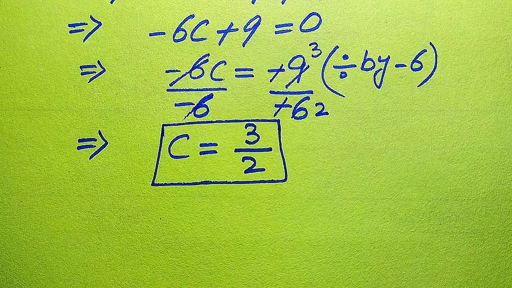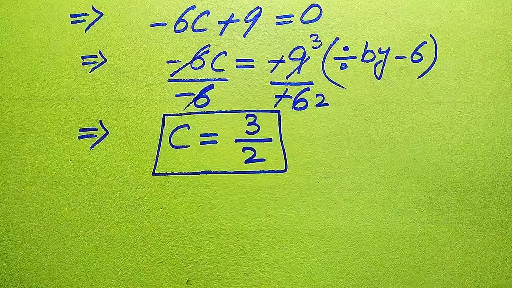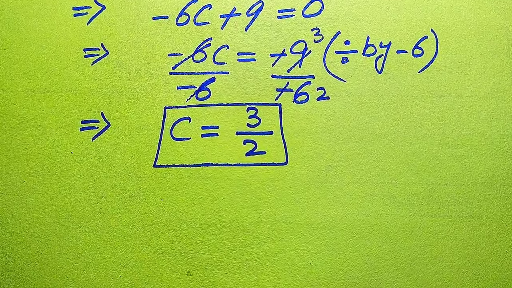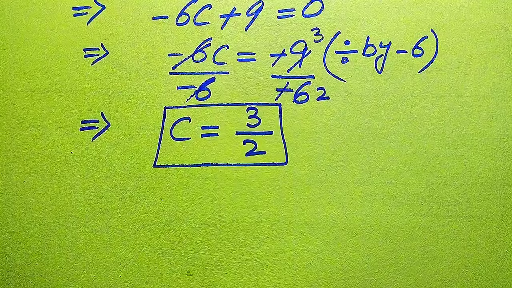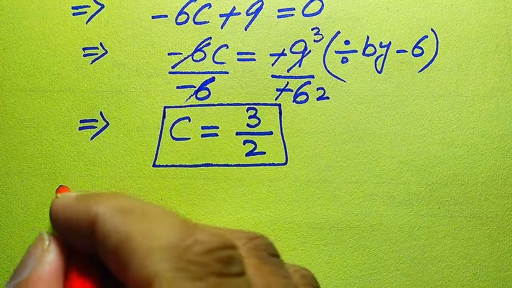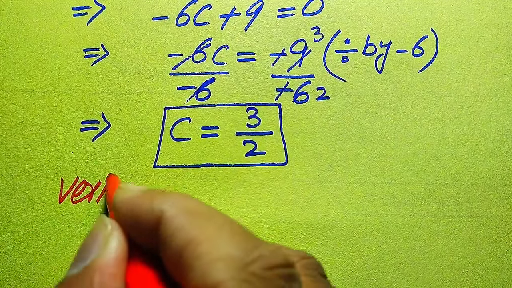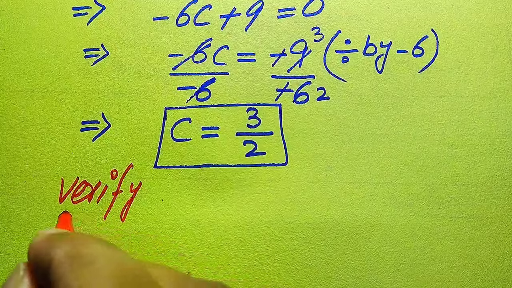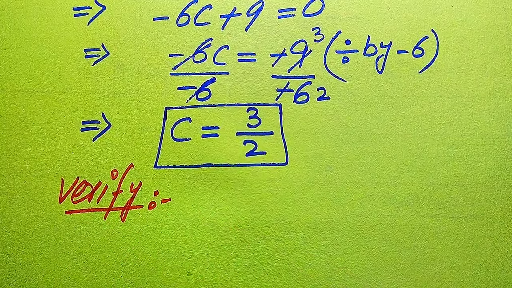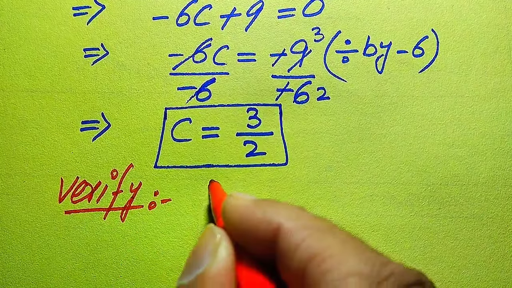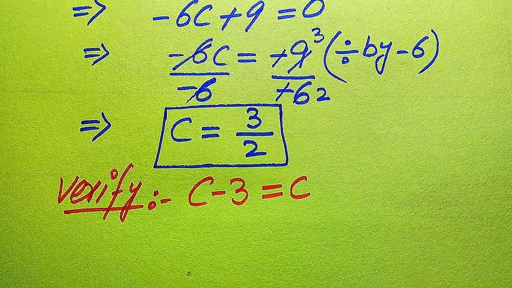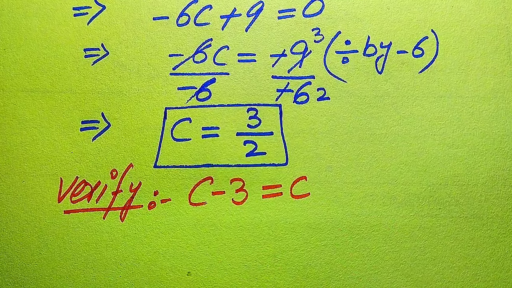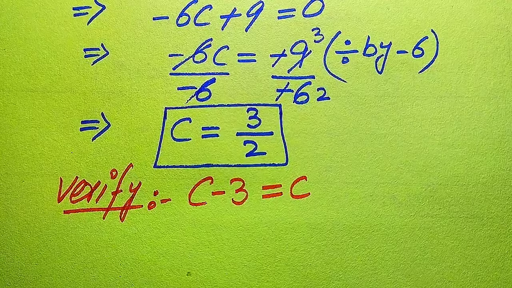And further, in the next step we need to verify whether this value of c is the solution of the given equation or whether this value of c is an extraneous root. For this we need to verify this value of c. So for verification we need to copy down the given question statement here, and the given question statement is c minus 3 is equal to c. This is our given question statement.